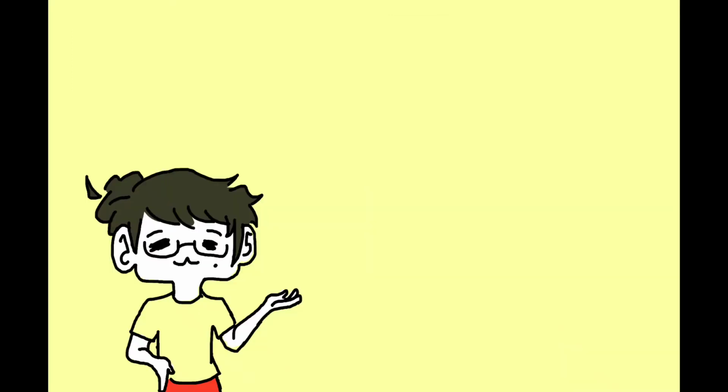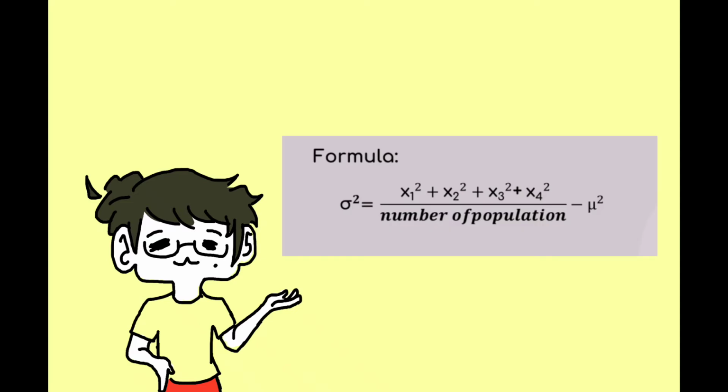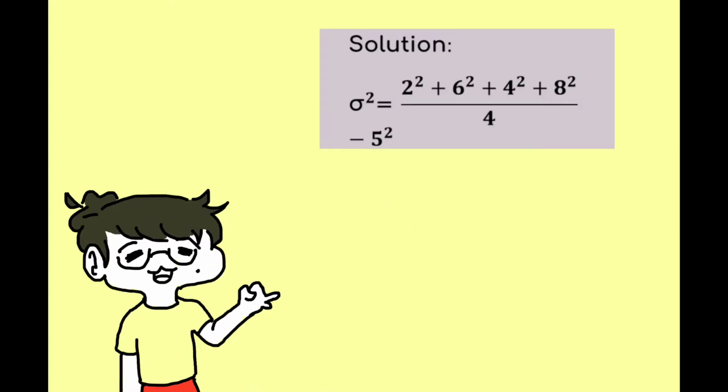Now let's solve for the variance. The formula for this one is sigma squared, or the variance, is equal to x sub 1 squared plus x sub 2 squared plus x sub 3 squared plus x sub 4 squared over the number of data we are given, or population, and minus all of that to the population mean squared. So we put in the values and now it becomes 2 squared plus 6 squared plus 4 squared plus 8 squared over 4. Then minus all of that to 5 squared.